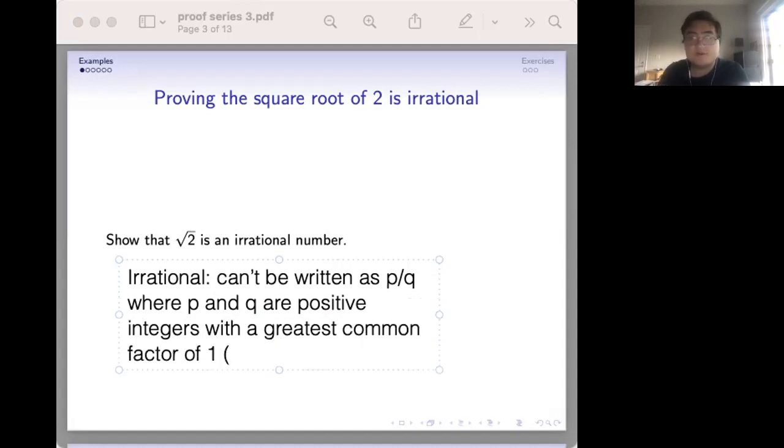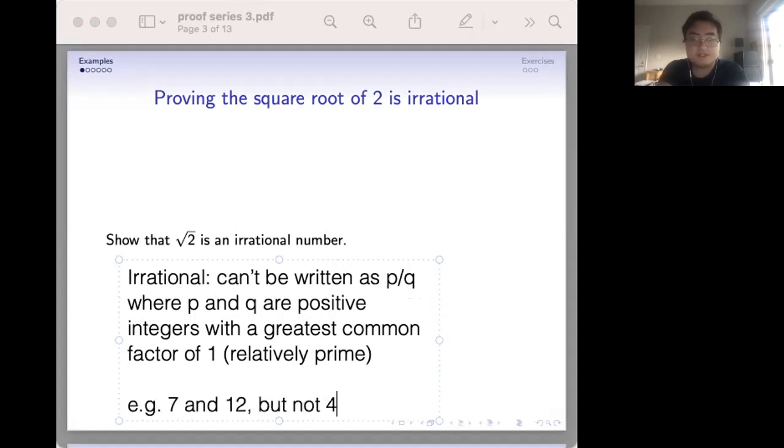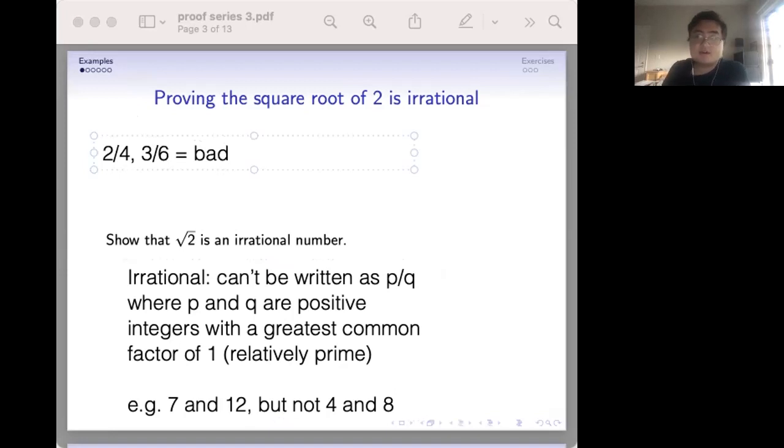So in other words, we have a term for this. We call them relatively prime. So for example, 7 and 12 are relatively prime, but not 4 and 8, right? Because 4 and 8 are both divisible by 4, but 7 and 12 aren't both divisible by any of the same thing except for 1. So that relatively prime part's key. You can't have a representation of a half as, say, 2/4 or 3/6. Those don't count as rational numbers. You can just reduce them to a half. A half would be the rational number.